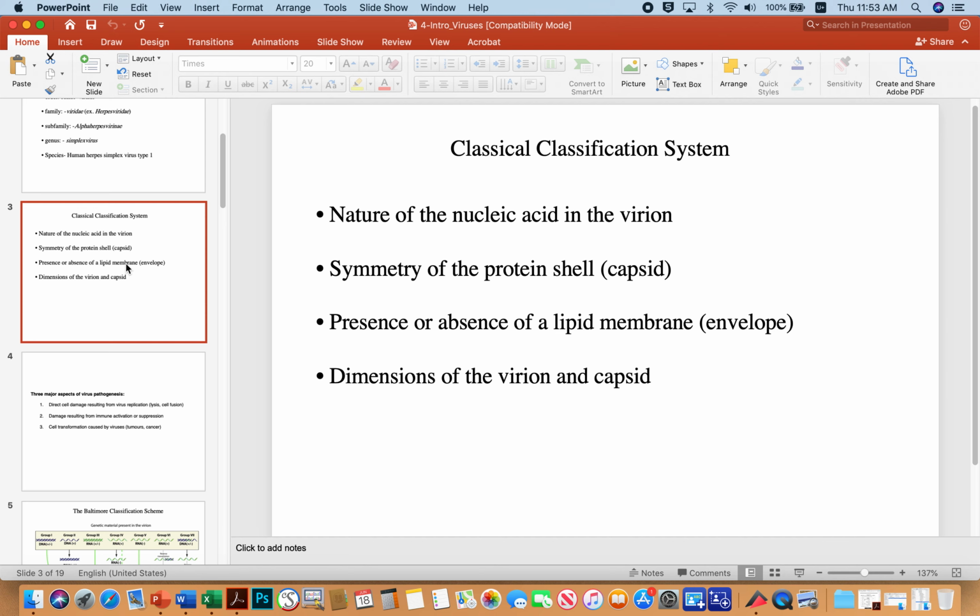There is a classical classification system that's based on the nature of the nucleic acid in the virion. So DNA or RNA, single-stranded RNA versus double-stranded RNA, even polarity of the RNA, whether it's plus or minus RNA, and so forth. The symmetry of the protein shell, or capsid in this particular case, is also important. So the symmetry can be helical or icosahedral. So there's a few different arrangements that allow you to distinguish phenotypically. The presence or absence of an envelope is also important. There's envelope viruses and non-envelope viruses, and then the dimensions, how big the thing is.